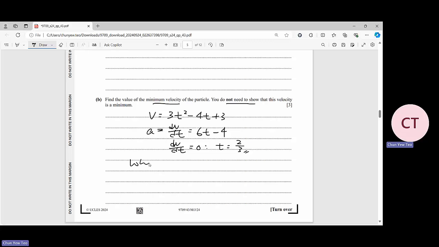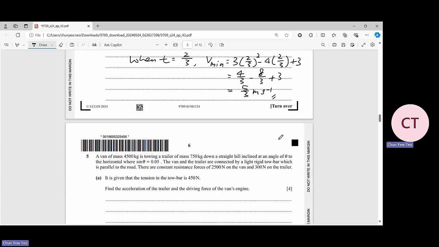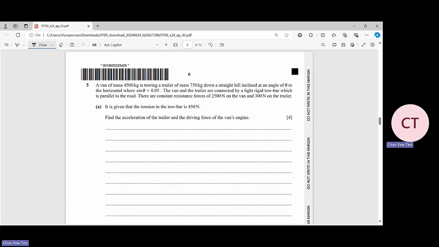When t is equal to 2 over 3, since I do not need to show that the velocity is minimum, we straight away just write v minimum. It will be 3t squared minus 4t plus 3. Press the calculator, you get 4 over 3 minus 8 over 3 plus 3. So you get the answer as 5 over 3 meters per second. Done. This will be the answer for number 4B. And moving on, we have question number 5.